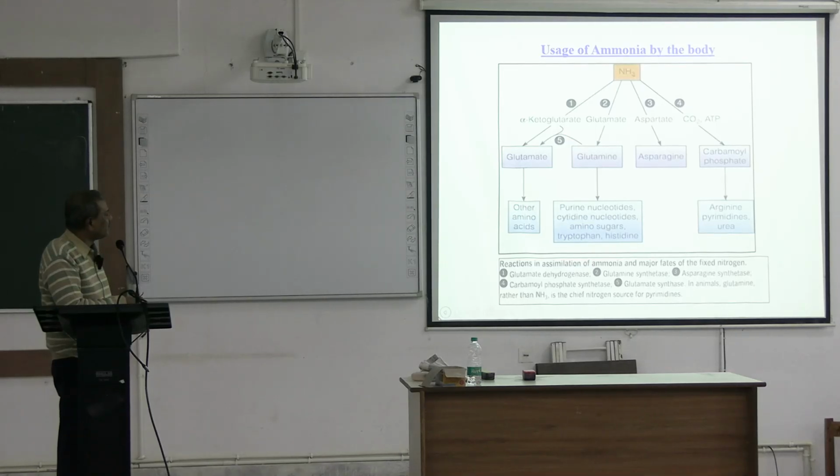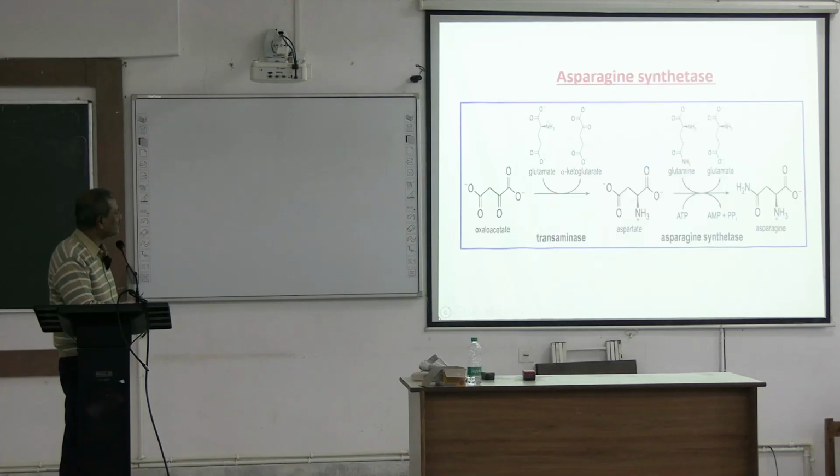Ammonia, I told you extensively about glutamate and glutamine yesterday. One part is asparagine, I am just telling you one line, and today's class will be basically on urea synthesis, that is the urea cycle. So, asparagine synthetase is just like oxaloacetate to aspartate, what I have told yesterday. Similarly, asparagine synthetase converts aspartate to asparagine by a similar mechanism.